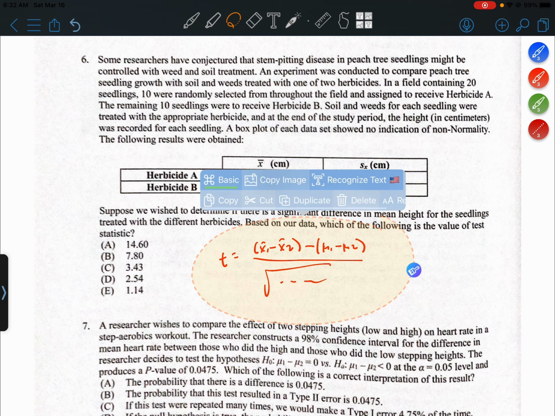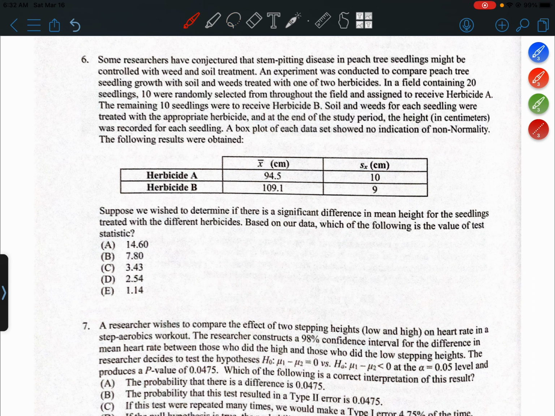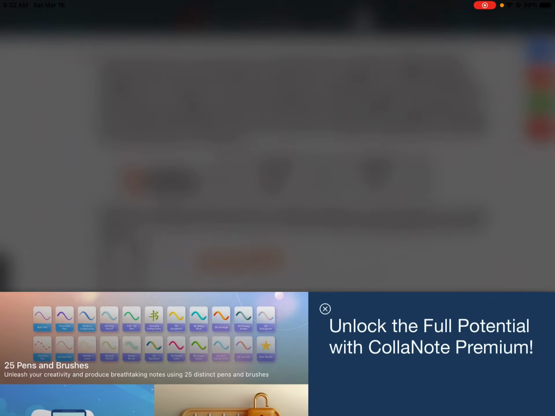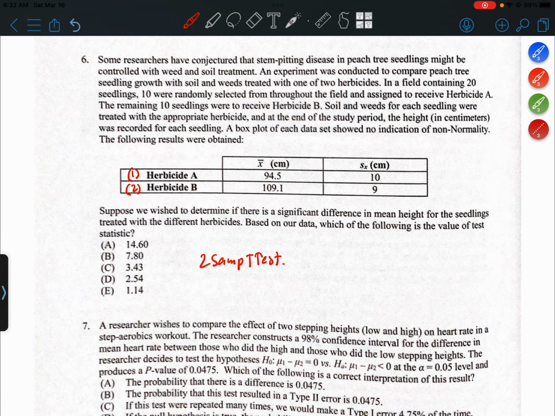The calculator can help us because it has the two-sample t-test function. Let's call herbicide A group 1 and herbicide B group 2. We've got the means, and the sample sizes were 10 each. I think we can start entering in the data.